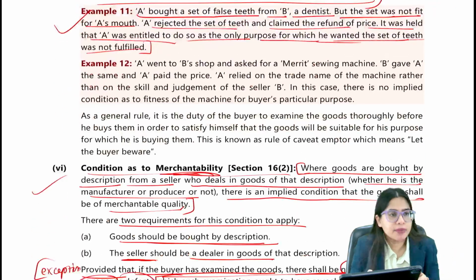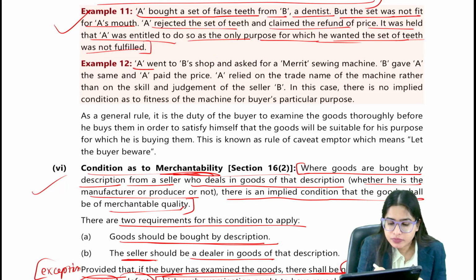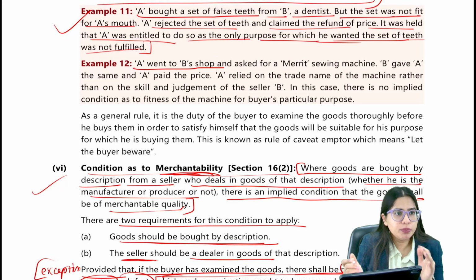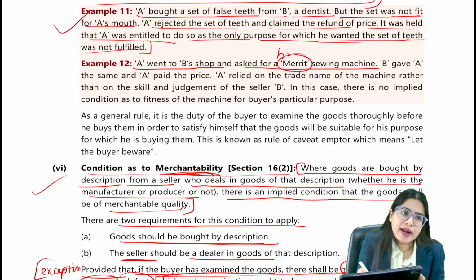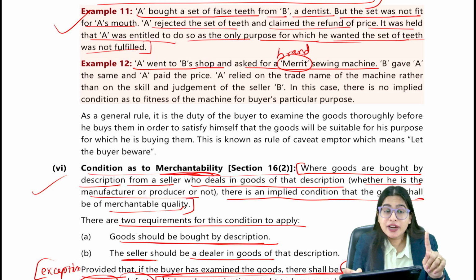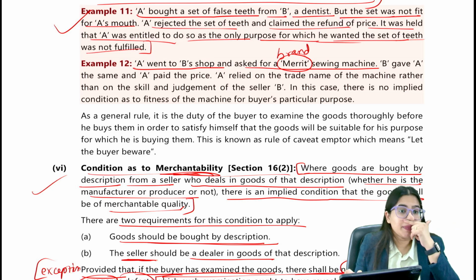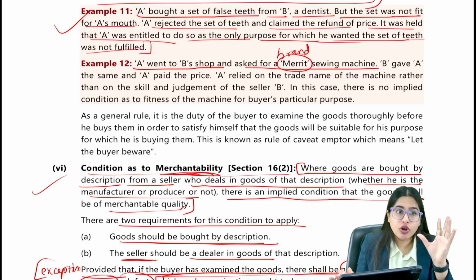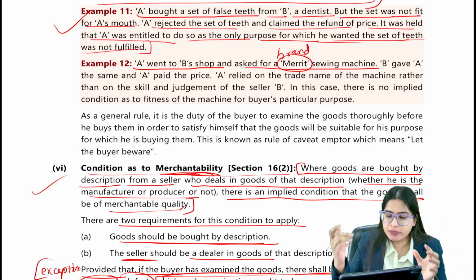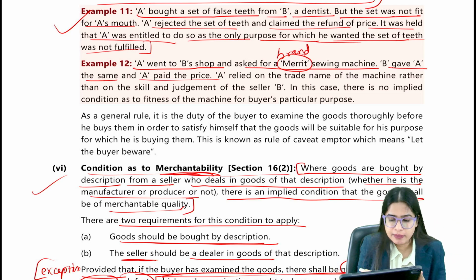Okay, one more example is given. A went to B's shop and asked for a Merit sewing machine. Guys, Merit is a brand name. Remember, I told you, if you're purchasing by trademark or brand name, then the implied condition will not apply. So I went to the shop and said I want a Merit sewing machine. So B gave A the same, and A paid the price.